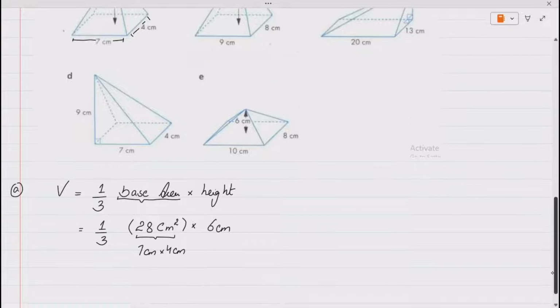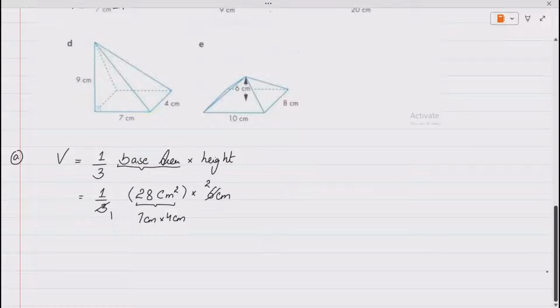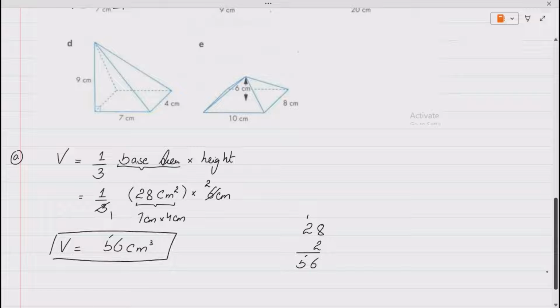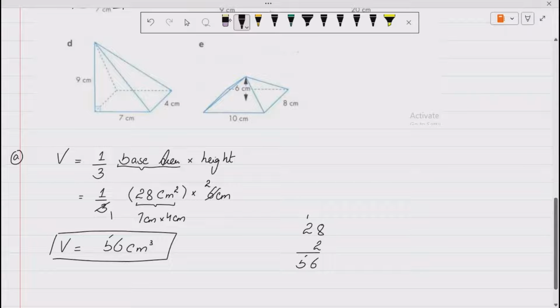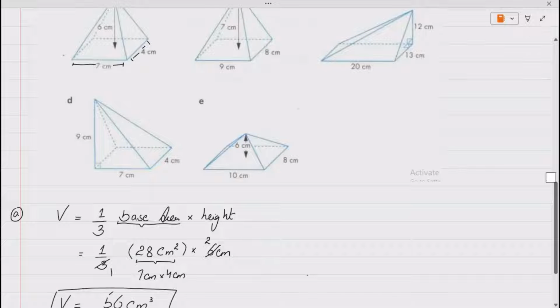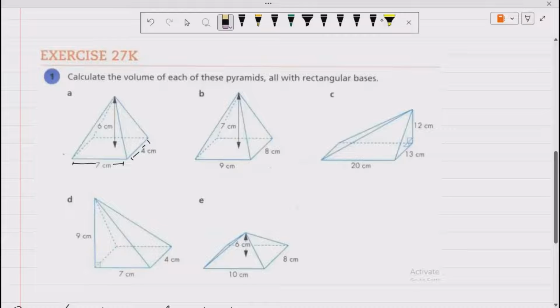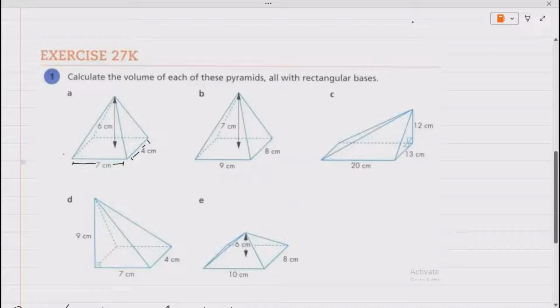Now 3 1 3, 2 2 6. So the first thing is you have to multiply 28 with 2. What do we get? 56, right? 56, and the unit is centimeter square times centimeter, which becomes centimeter cube. So this becomes the volume of the pyramid. Really easy.